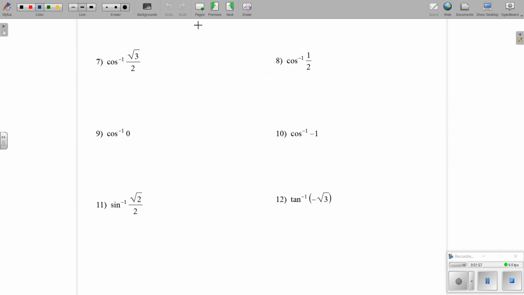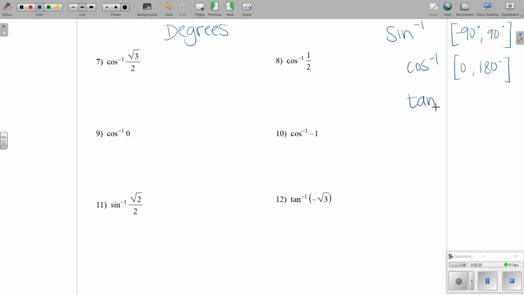The next ones that I want you to do, I actually want you to answer these with degrees. So think about, again, for the inverse sine function, we were talking about going from negative pi over 2 to pi over 2. So that means now you're going from negative 90 degrees to positive 90 degrees. For the inverse cosine function, you're going to be going from 0 to, whoops, not 90, 0 to 180. And then for the inverse tangent function, your range goes from negative 90 to 90, but excluding those numbers. So go ahead, pause the video, and let's see if you can come up with those solutions.